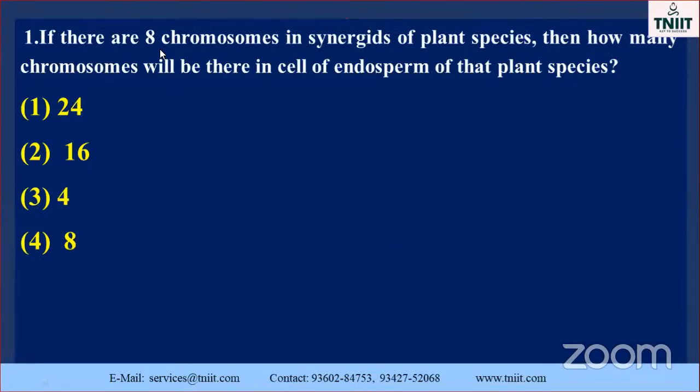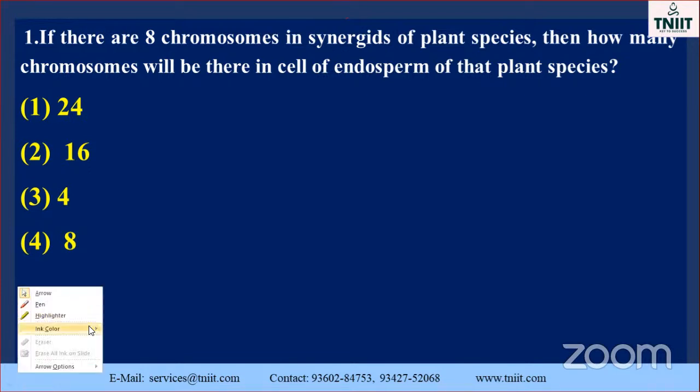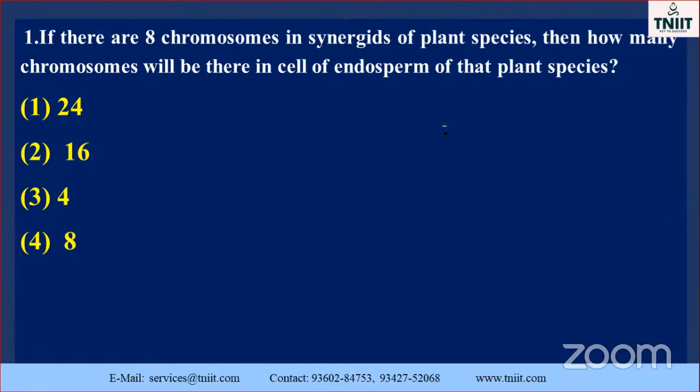If there are 8 chromosomes in synergids of a plant species, then how many chromosomes will be there in a cell of the endosperm of the plant species? First, note it down, my dear. This is synergids, where there is a synergid cell present in it. You know very well about the endosperm and the synergids.